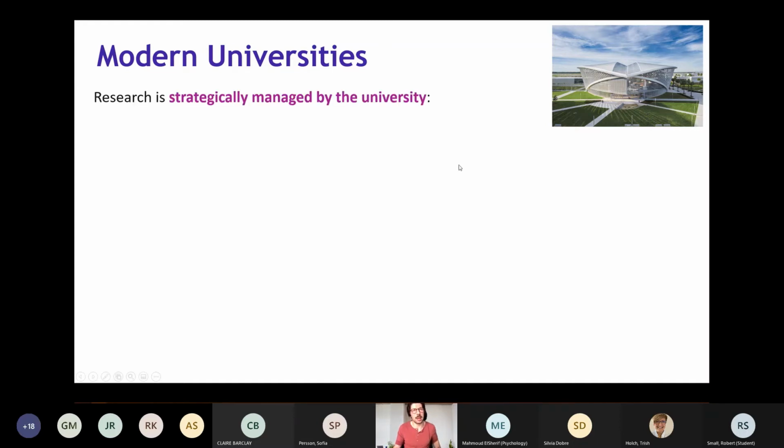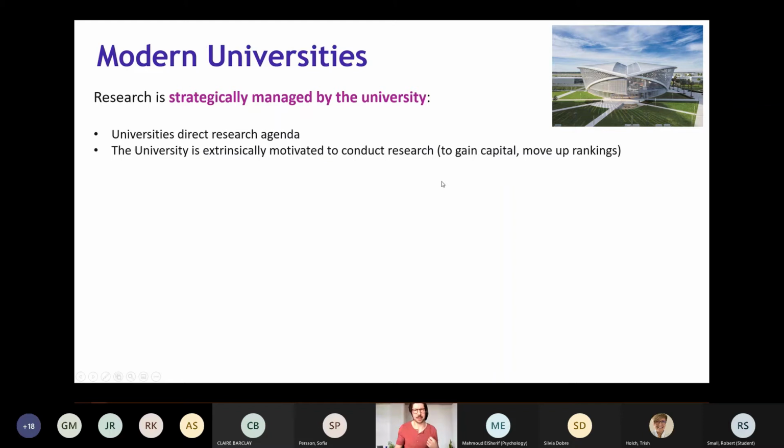So in the modern university, the university itself isn't really a passive background actor. It's a main player in itself and strategically manages the endeavor of research. So universities have input into the research agenda and what is researched. The university is primarily extrinsically motivated to conduct research to gain capital and move up the rankings. It's not necessarily interested in itself in the knowledge that it generates, unless it can be commodified in some way. And in this, the term entrepreneurs has been used to describe how researchers work. They're trying to invent new things and new knowledge, but for the purpose of selling it. And that's what the university tries to get them to do.